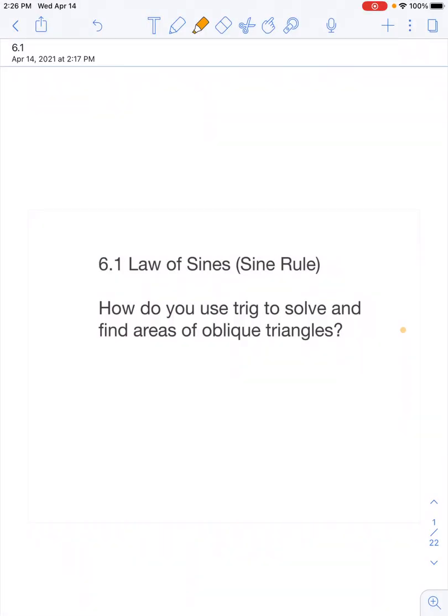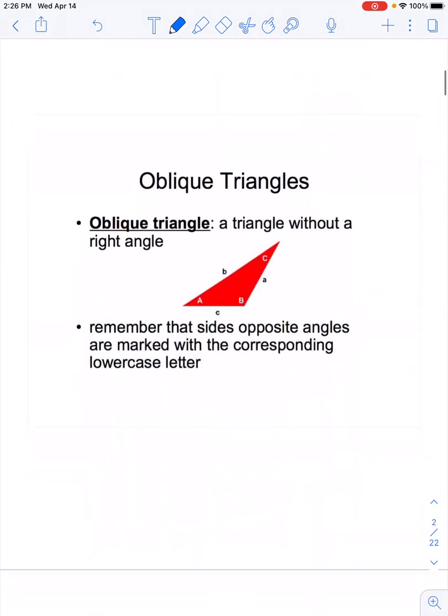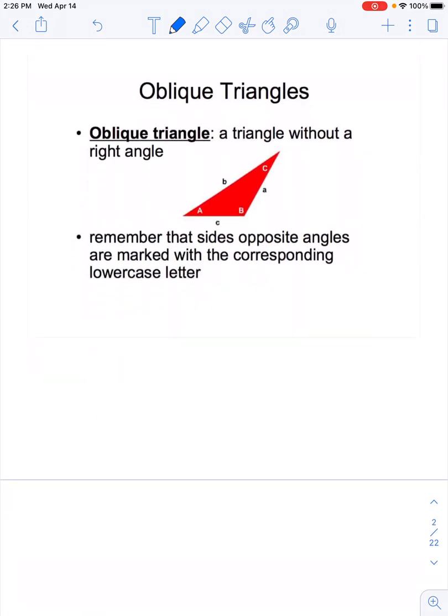6.1 is the law of sines, or the sine rule. How do you use trig to solve and find areas of oblique triangles? An oblique triangle is a triangle without a right angle. Remember that when labeling a triangle, the sides opposite angles are marked with the corresponding lowercase letter.